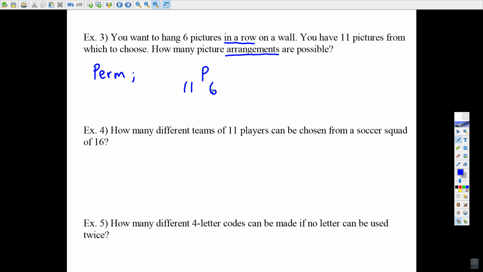So grab your calculator, clear it, 11, PRB, nPr, and 6, and that's 332,640.